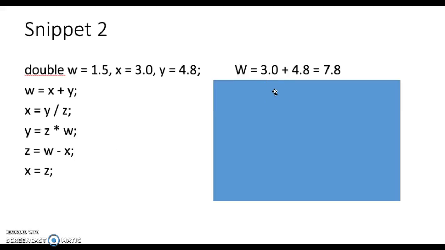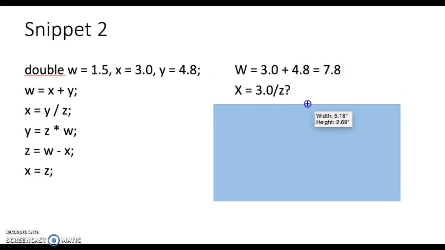For the next one, we go line by line again. Double w is equal to 1.5, double x is equal to 3, double y is equal to 4.8. The first line is w equals x plus y, so w equals 3 plus 4.8, which is 7.8. Then x is equal to y divided by z. Immediately we realize that z has not been defined as a double. Because z has not been defined, it will not work. It's undefined because we can never find out what x is, since z is not even a defined variable.